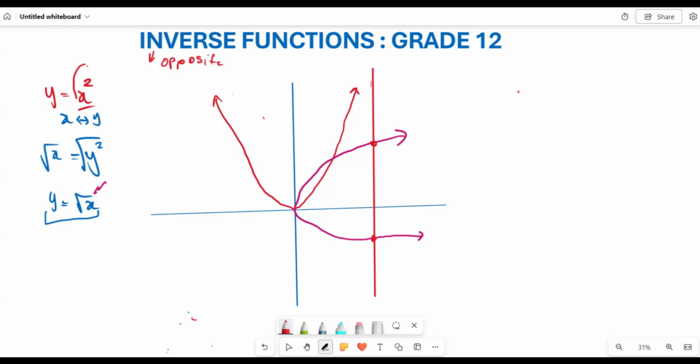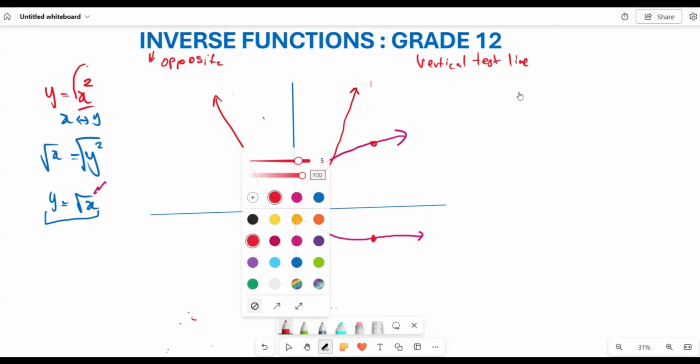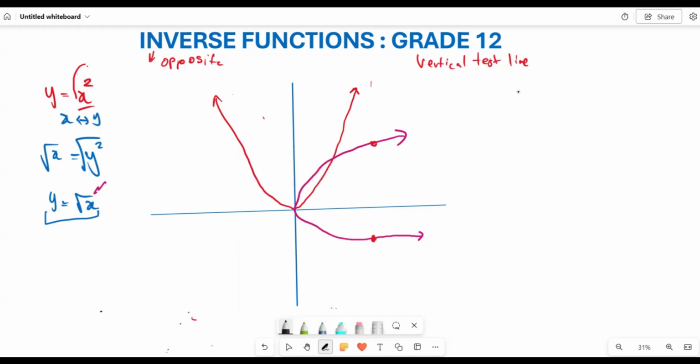So according to our vertical line test, this won't be a function, right? Whatever I've just thrown in here won't be a function because it doesn't obey the vertical line test, because for each and every x value you are having two y values, which is incorrect, right? So what is it then that we can do for this to be a function? Now I want you then to understand this underlying concept.